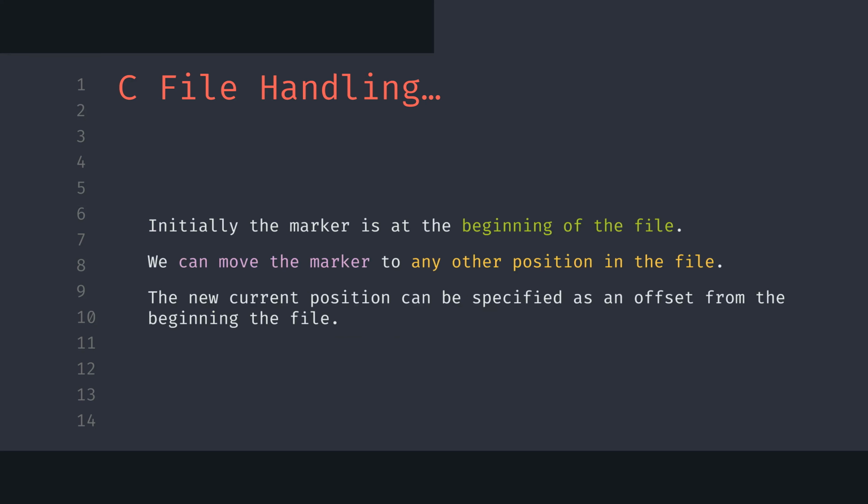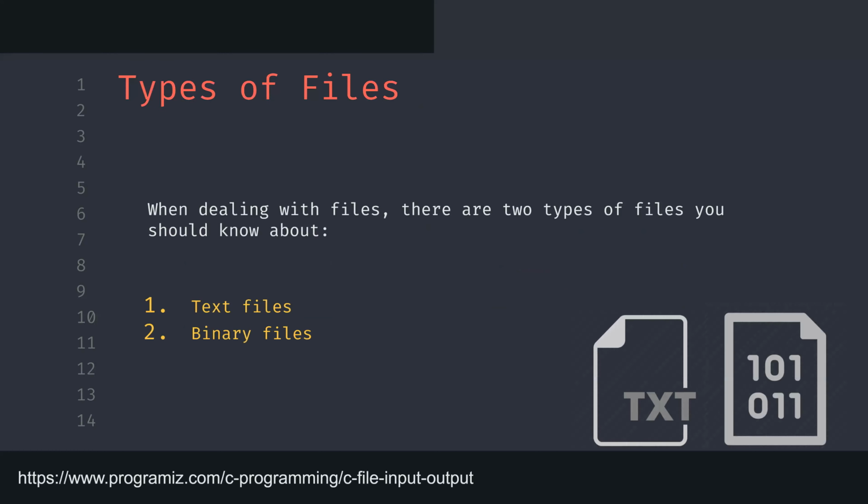Initially, what you need to do is mark the beginning. This is the place where you are going to start, and from there you can pass the marker and see what the current position is. As mentioned here, you can put the marker into any other position in the file. So these are the main things you need to be aware of when you are dealing with files.